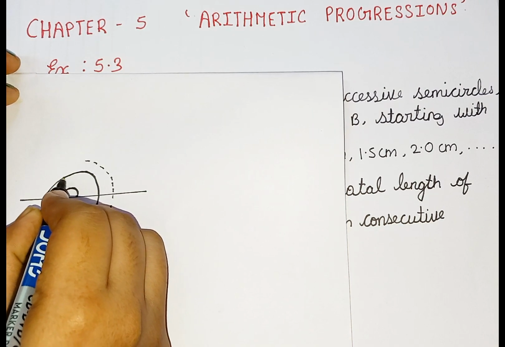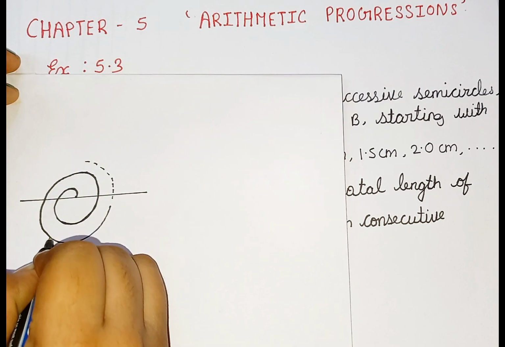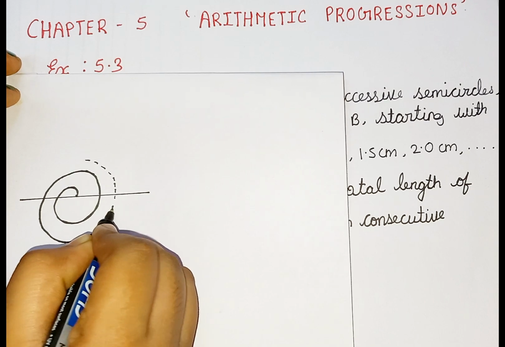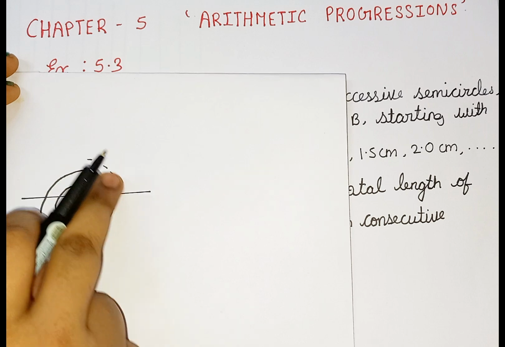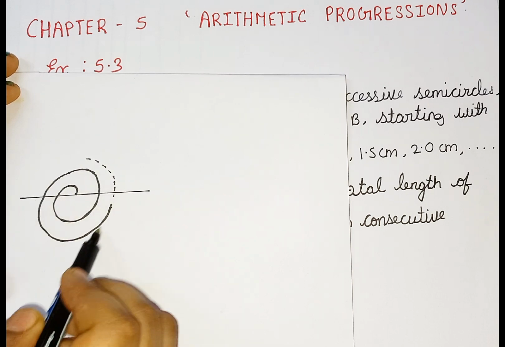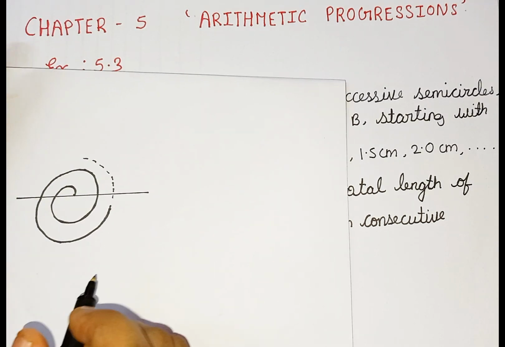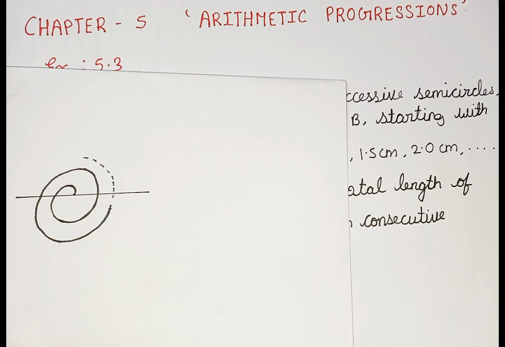What is the meaning of spiral? You can think of it like a wire, like this and like this. It is made up of semicircles. You guys might be wondering, I can't see any semicircles here.